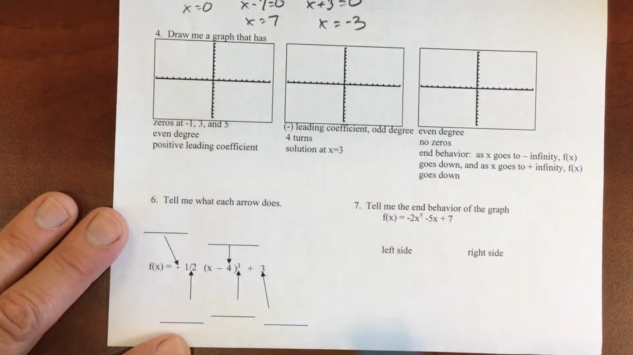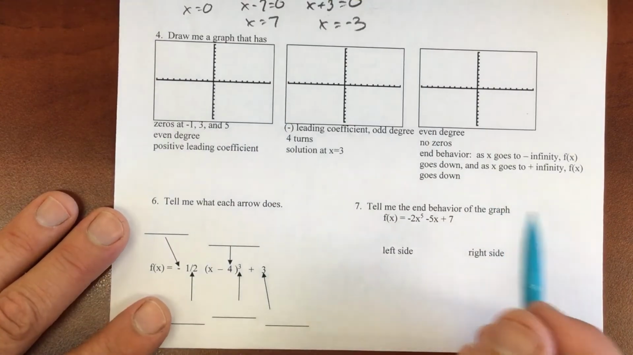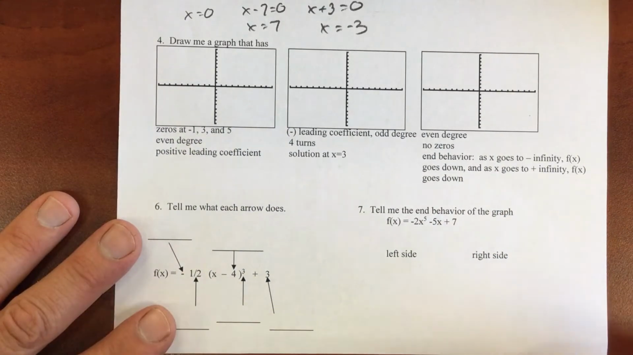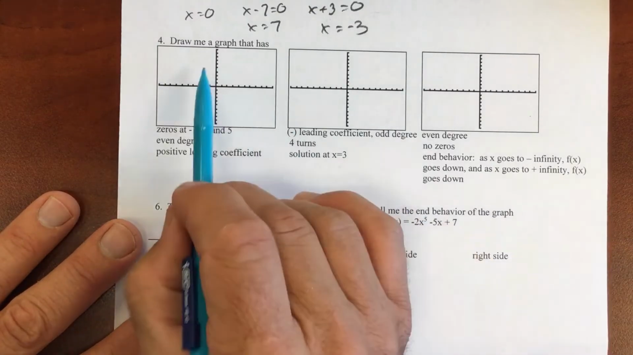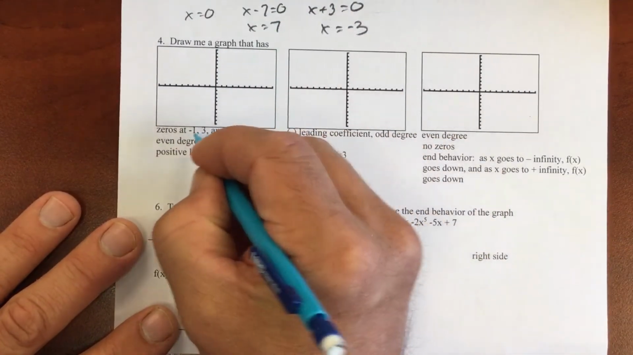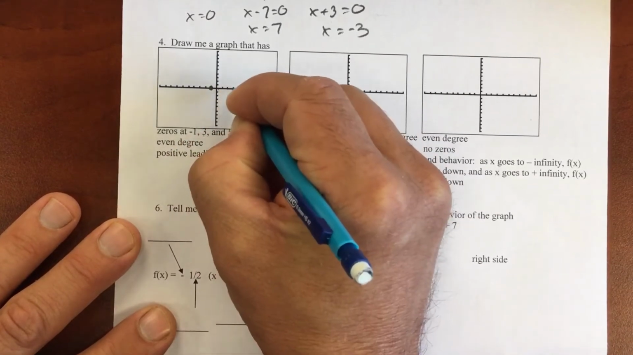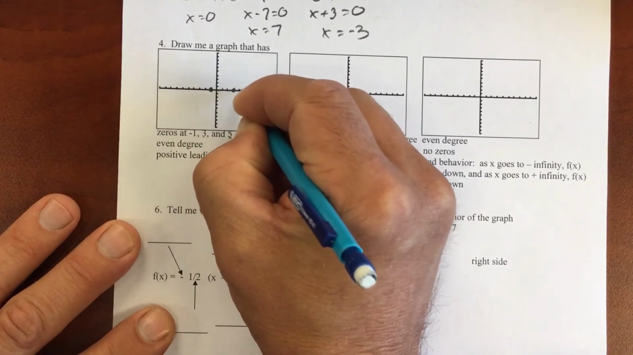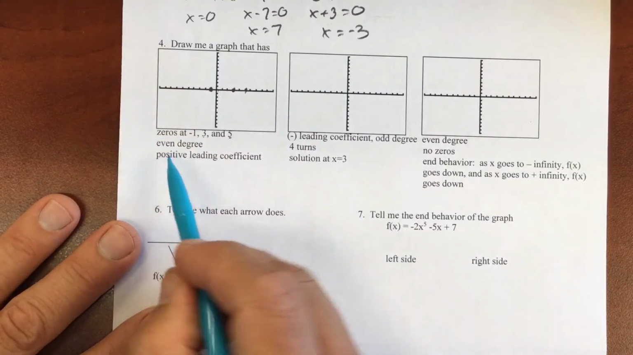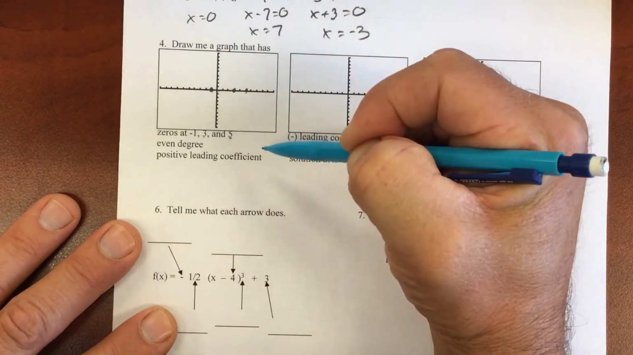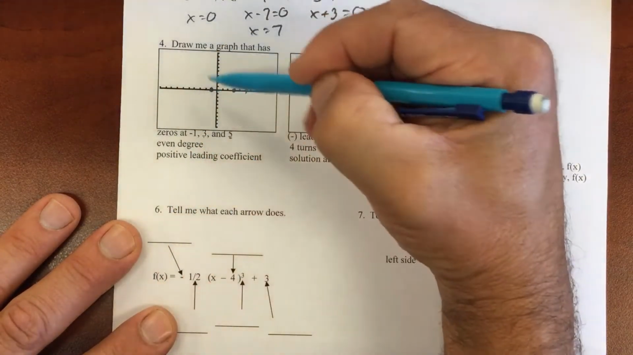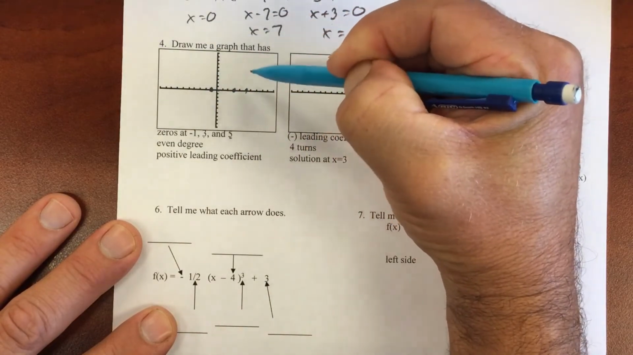All right, here we go. I'm going to finish this guy up here, and I'll hit pause, and then I'll show you the last little chunk after this. All right, draw me a graph that has zeros at -1, 3, and 5. It's an even degree, which means it's U-shaped, and the positive leading coefficient, so that means it's going to go something like that.